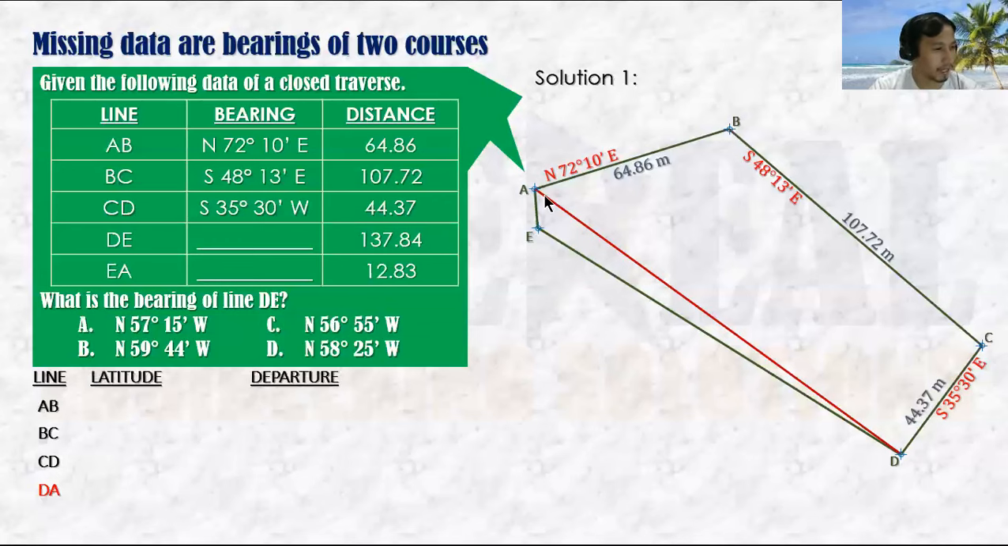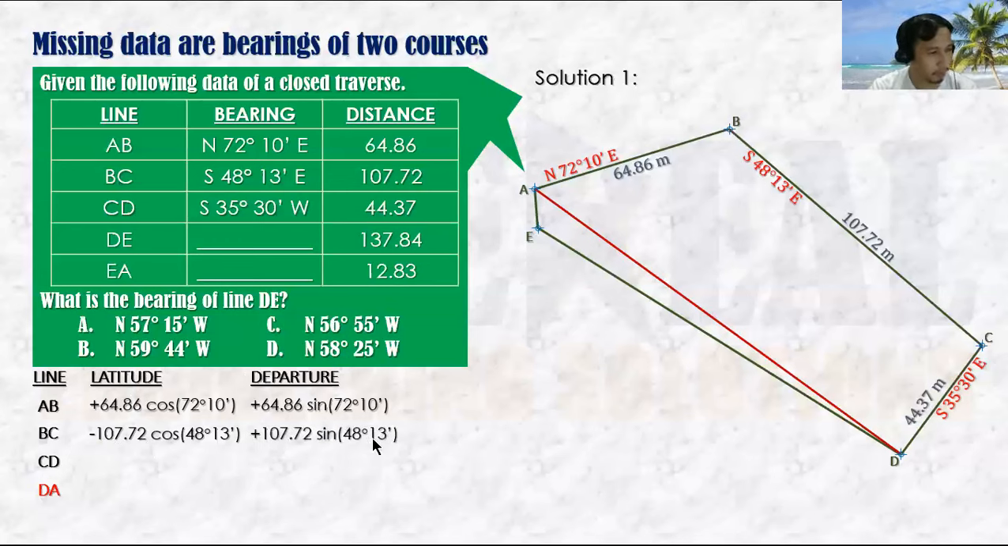So for AB, that is 64.86 cosine 72 degrees 10 minutes. Then ito naman is sine, and both are positive because northeast. No? And for BC, negative ito because this is south, negative 107.72 cosine. And ito naman, this should be positive, 107.72 sine for the 818. For CD, ito, both must be negative because southwest yan, negative 44.37 cosine 3530 and negative 44.37 sine. No? Now, let's say we're gonna make these as X and Y. Yan. Now, the latitude and departure of DA, respectively.